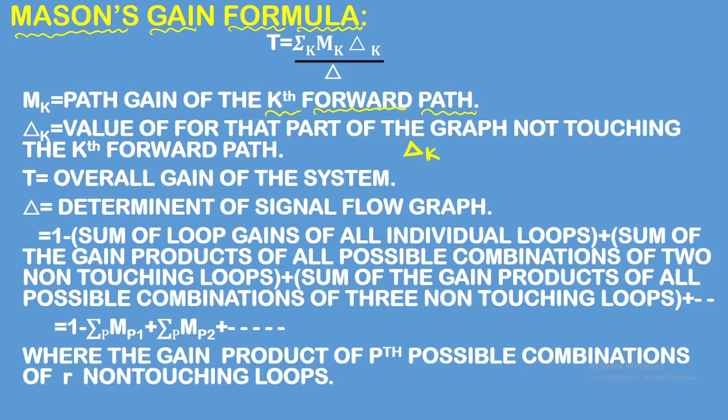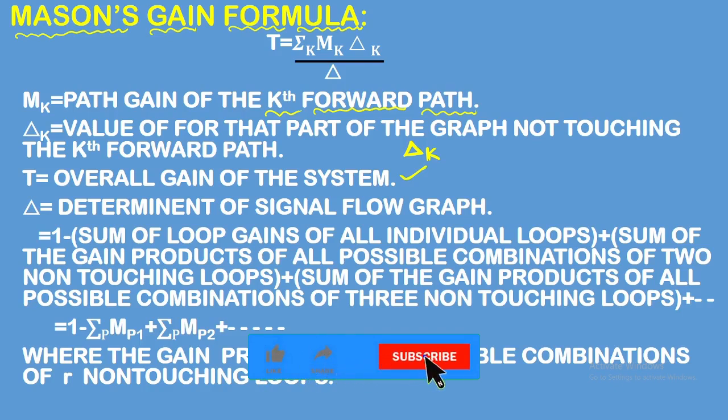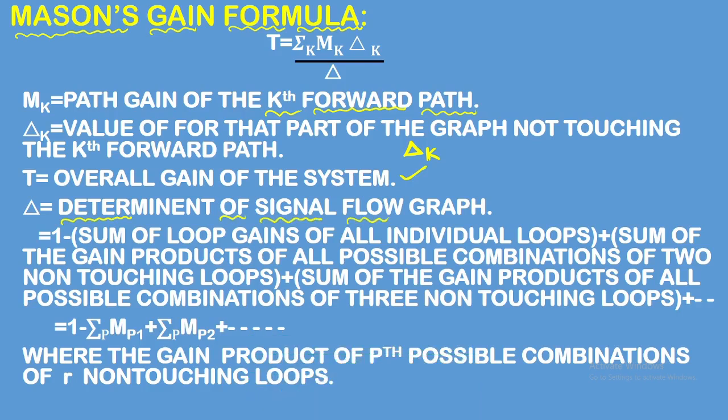So T is the overall gain of the system here, and delta here I have taken, see, delta is the determinant of a signal flow graph. Delta is the overall determinant of the signal flow graph. Here you are considering 1 minus the sum of loop gains. So first you have to consider all individual loops, the loop gains.